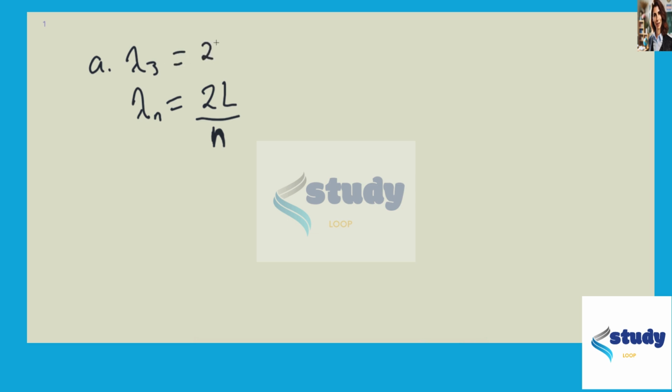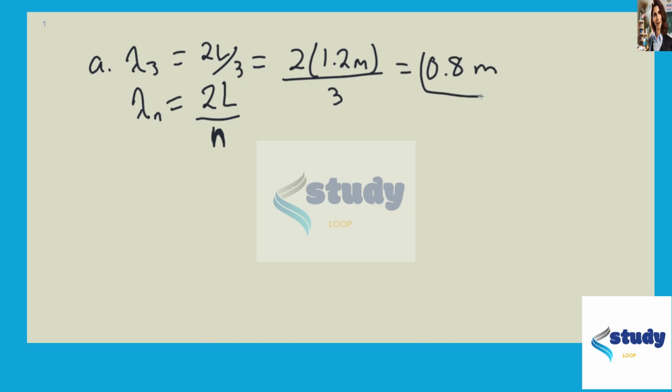So this will be 2L over 3, which is 2 times 1.2 meters over 3. So the wavelength of the third harmonic is simply going to be 0.8 meters. And then it's saying now there's another 100 Newton ball being replaced by a 500 Newton ball. This is what's creating the tension in the wire.